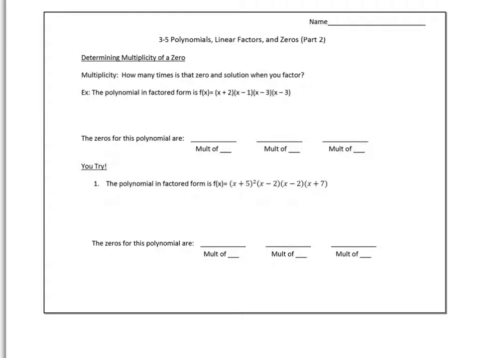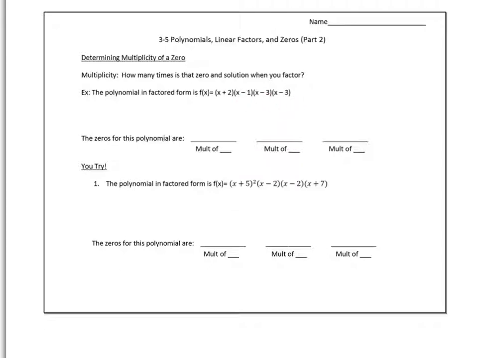Today we're going to be working on finding zeros, but then talk about multiplicity. Multiplicity is how many times that zero is a solution when you factor it. So how many times do you have the same number? Our first example, we have x plus 2, x minus 1, and x minus 3, and x minus 3.